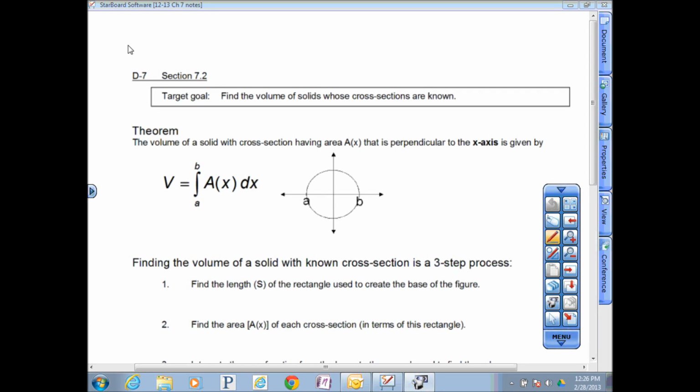Section 7.2, last part of it, is now we're talking about this crazy thing called cross-section. So here's what's going to be different today. We're still finding volume of these solids, but this time cross-section. So there's no revolution this time. Everything's going to stay still.